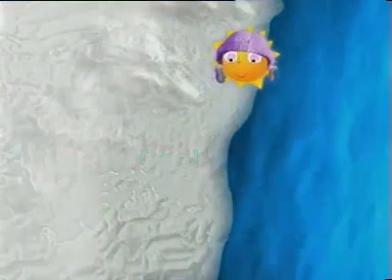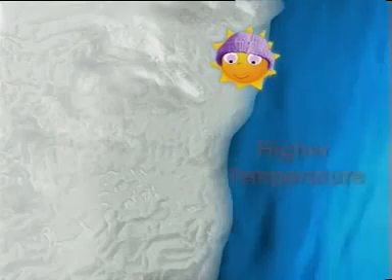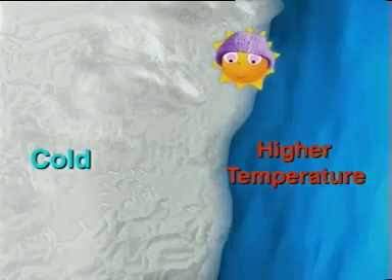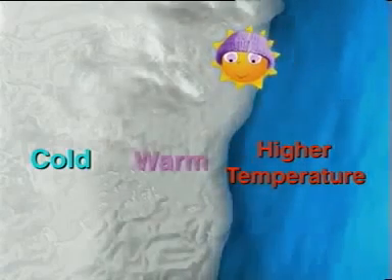In winter, seawater loses heat more slowly than the land, so the temperature of seawater is higher. Air over the sea is warmer than air over the land. This warm sea air helps make coastal regions warmer.